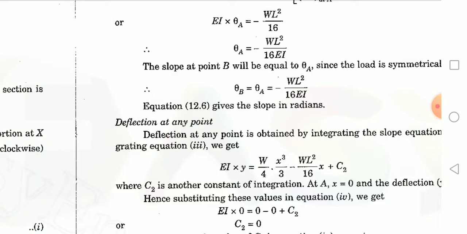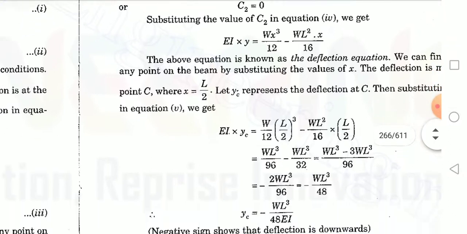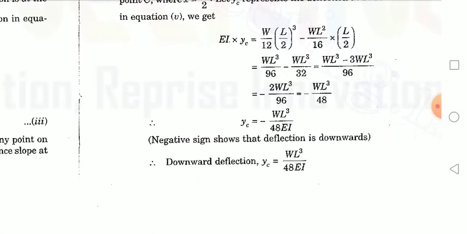For this, the slope equals WL squared by 16 EI. Here the slope theta is in radians, and the deflection is downwards, so the negative sign comes, that is theta equal to minus WL squared by 16 EI. Then the deflection y is minus WL cubed by 48 EI, because the deflection is downwards, so the negative sign shows the deflection is downwards.